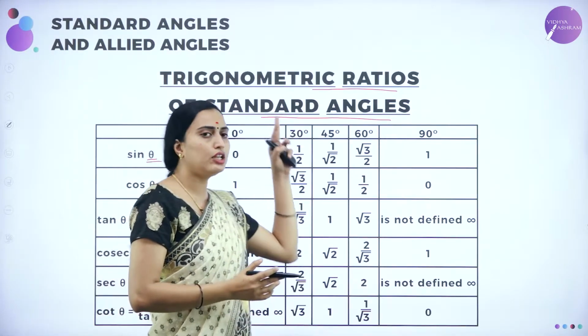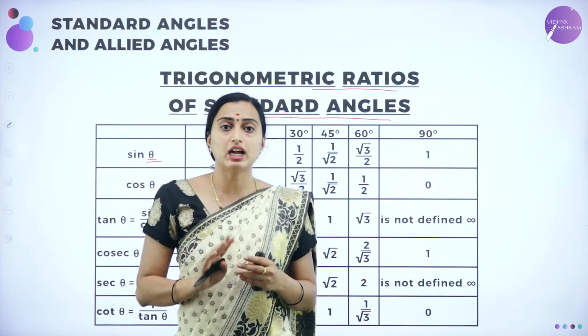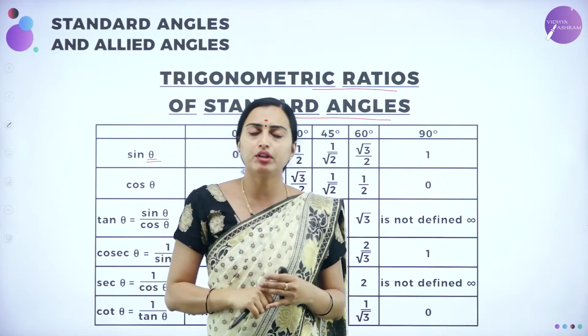So 0 degree, 30 degree, 45 degree, 60 degree, 90 degree, that you have to remember. Under that, you are going to write the values.